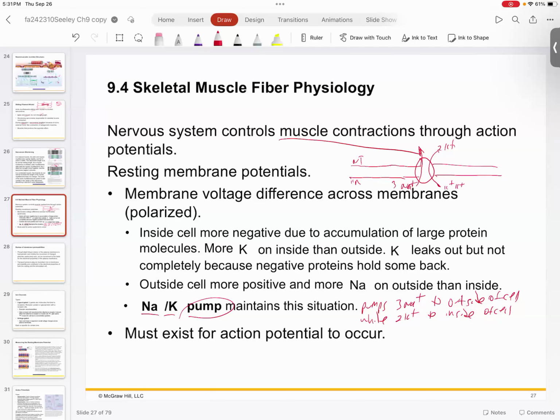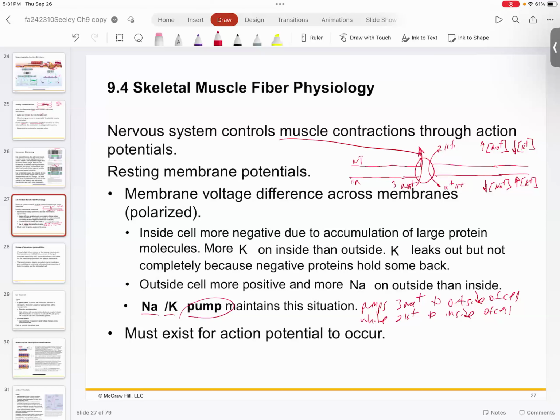So what's going to happen? Ultimately, as you add 3 sodiums to the outside relative to 2 potassiums going inside, you're slowly going to build up a concentration gradient where sodium is higher on the outside and lower on the inside. You're also at the same time going to build a potassium gradient where you have lower concentrations of potassium on the outside and higher concentrations of potassium on the inside.